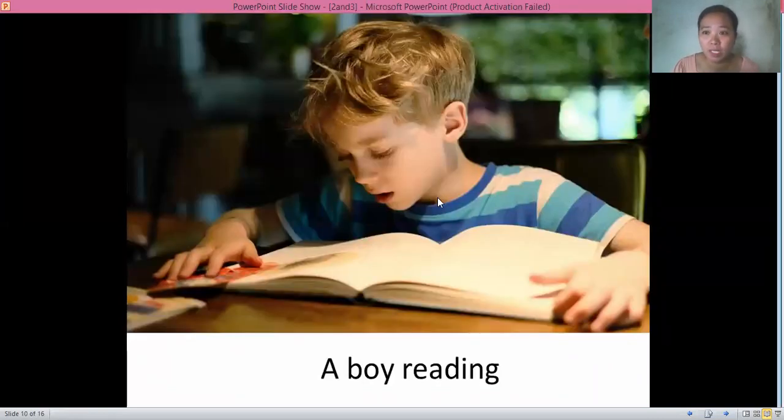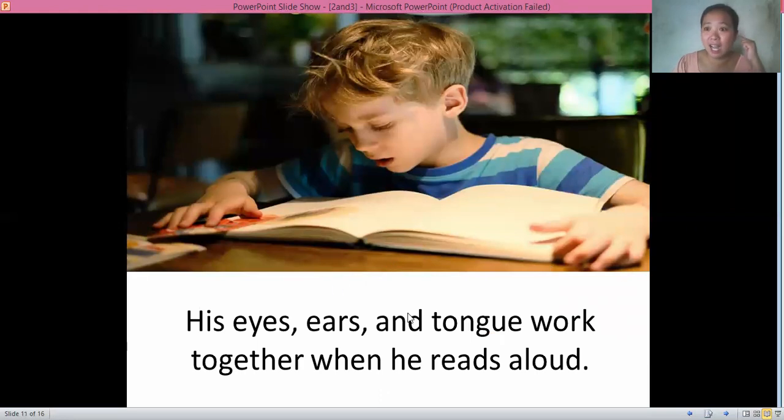A boy reading. When you are reading, what are the sense organs that you are using, or the ones that work together for you to be able to read? When you are reading, for example, you are reading aloud, okay? Reading aloud, what are the sense organs you are using? Ready? Think. 5, 4, 3, 2, 1. Let's see.